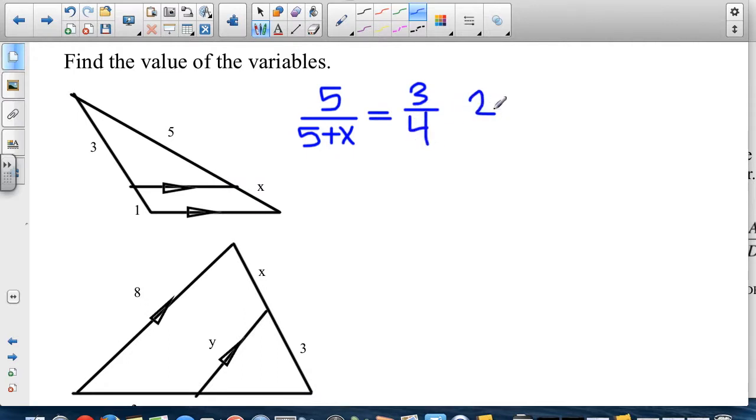So I get 20 equals 15 plus 3x. That was just me cross multiplying. I skipped a step there, but I think you can handle that. 5 equals 3x, so x is going to equal 5/3.